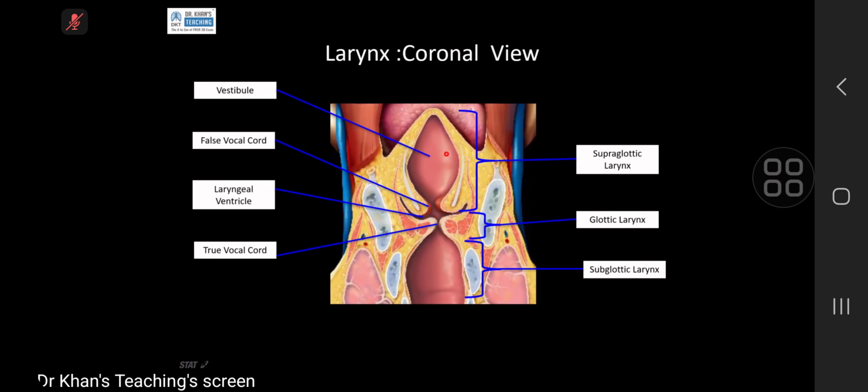Now, on this coronal, the key point is that this air space in the upper portion, the supraglottis, is known as the vestibule. Here there are mucosal folds. These mucosal folds are prominent, and they are known as the false cord. On imaging, it is very important to differentiate between the false cord and the true cord level, and I'll show you.